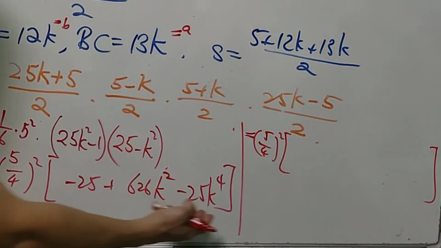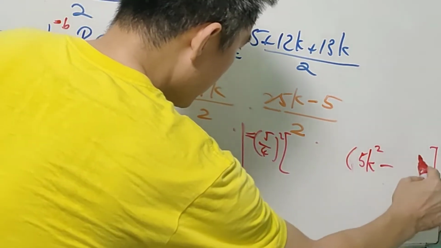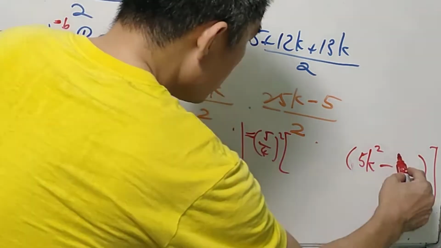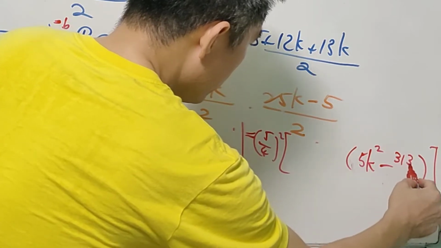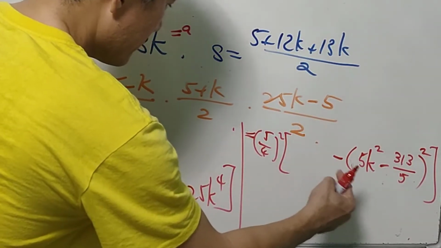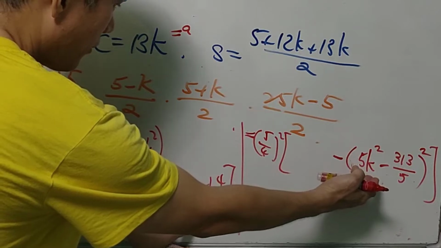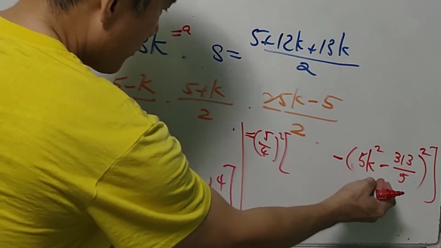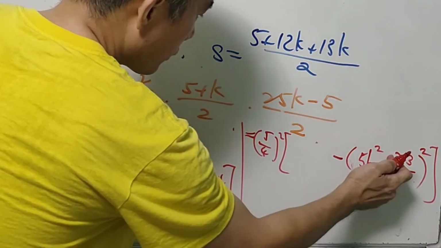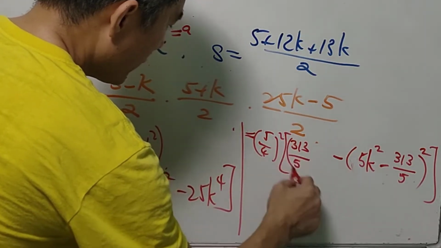Now we can actually complete the square here, so this will be equal to 5K squared minus half of it will be 313. So it's 313 over 5, squared. And this is negative. Okay. So when you expand this, we'll have this term 25K to the power 4. And next 2AB will equal 626K squared. And we are left with 313 over 5 squared. So it is 313 over 5 squared here.